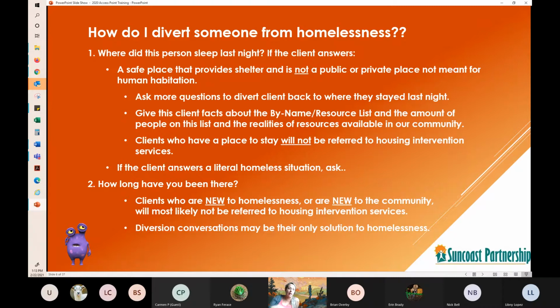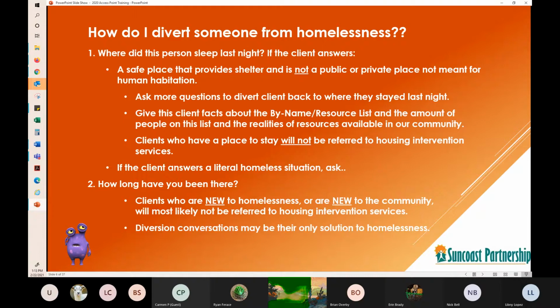And when we hear dates that are new or that clients are coming from out of town, we're going back to that realistic conversation and the realities of the homeless crisis response system. Clients who enter new to homelessness, meaning that they have been homeless for less than a month, we have that same deli analogy conversation: we are able to provide you this coordinated entry intake, but please keep in mind that we are working off a triage system.